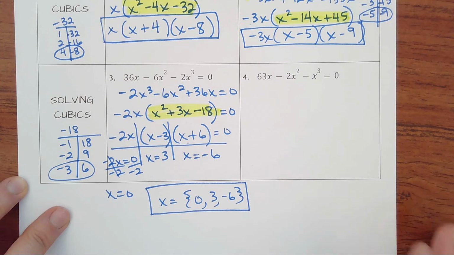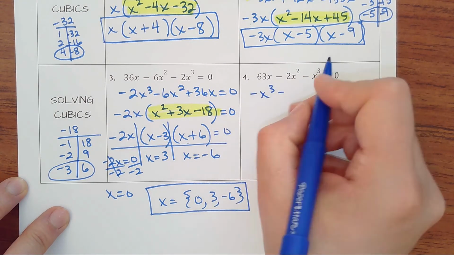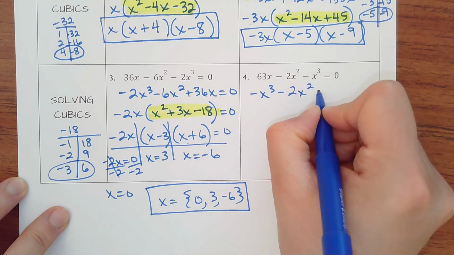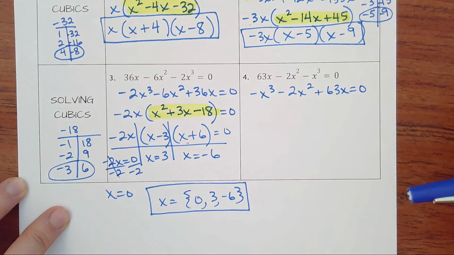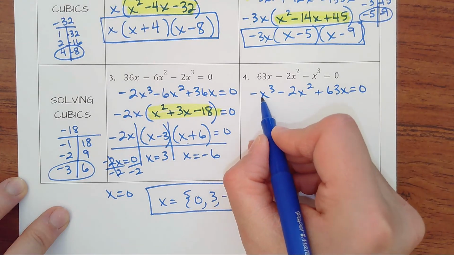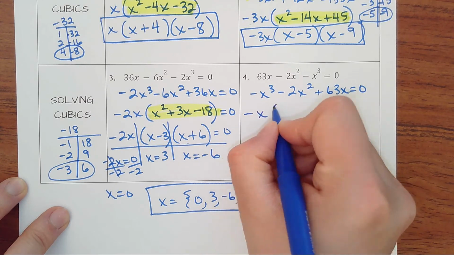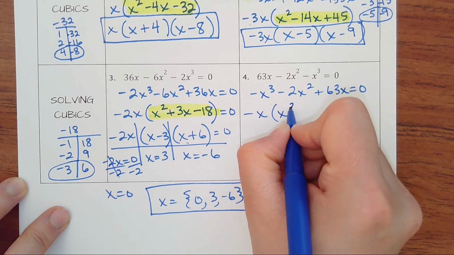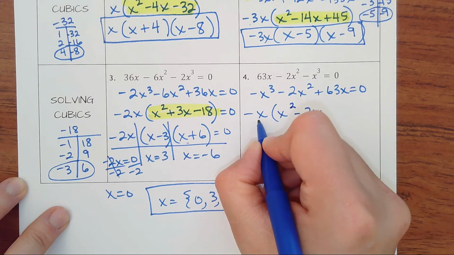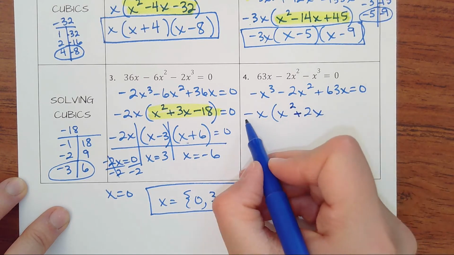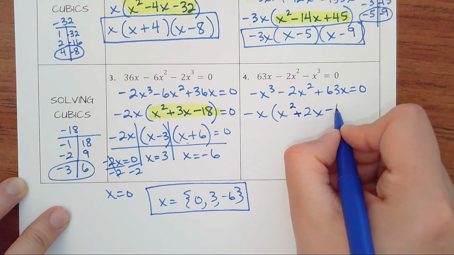And then my last one, let's put the terms in order. I'd have negative x cubed minus 2x squared plus 63x equals 0. Definitely going to take out a negative, but I can't take out a number because there's just a 1 here. So I'm going to take out a negative x. That would leave me with x squared plus 2x, sorry. I always check, so that would be a negative 2x squared. And then a minus 63.